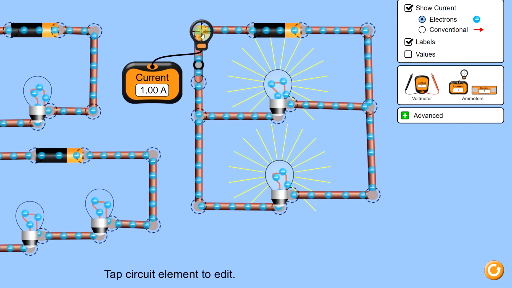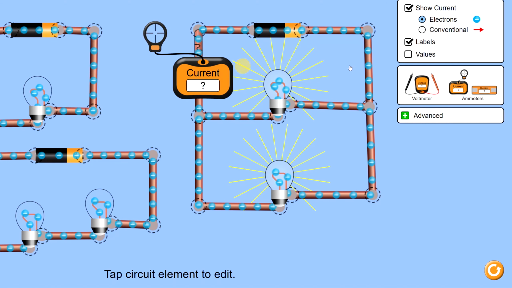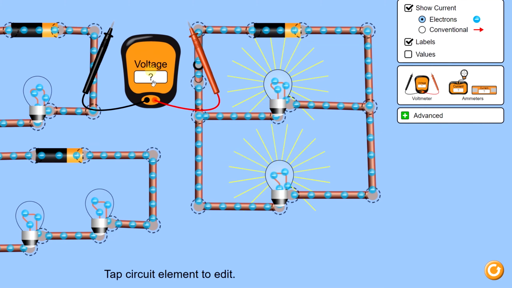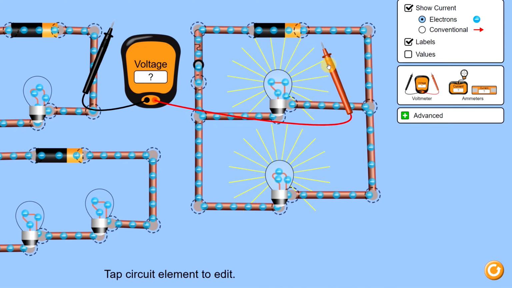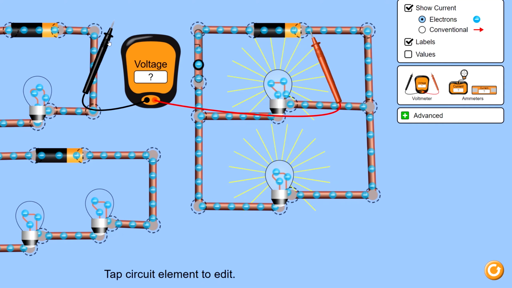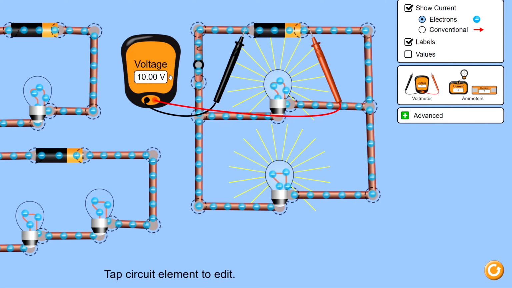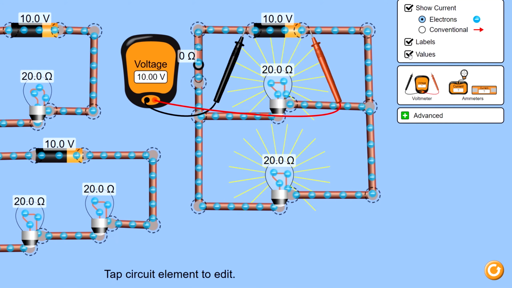All right, so I think this is probably making sense to you at this point, how current works in a parallel circuit. So now we get to move on to the most challenging rule of all. How does voltage work in a parallel circuit? Let's take my positive terminal of my voltmeter and put it next to the positive terminal of the battery. Let's do the same thing with our negative terminals, negative to negative, and we get 10 volts. This makes sense because you already know that each cell in this circuit, each battery, has 10 volts of voltage.